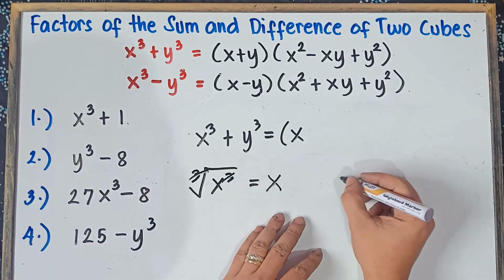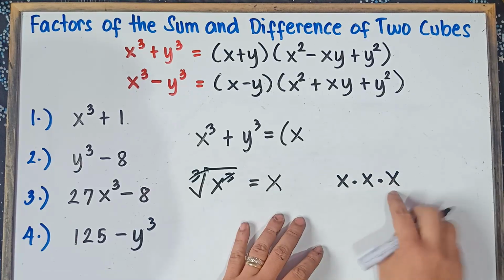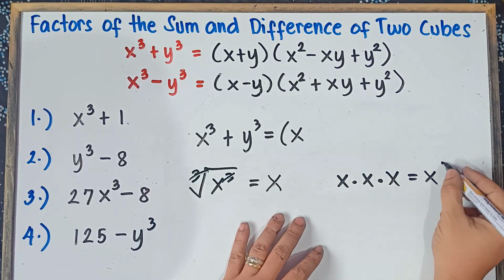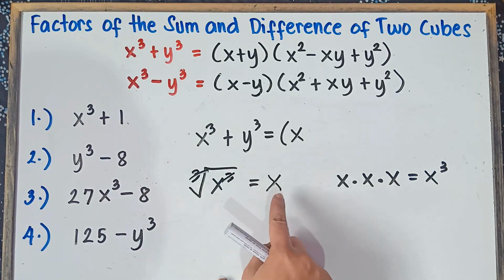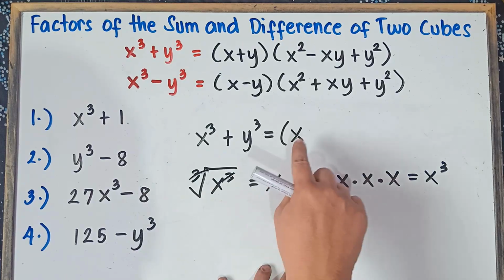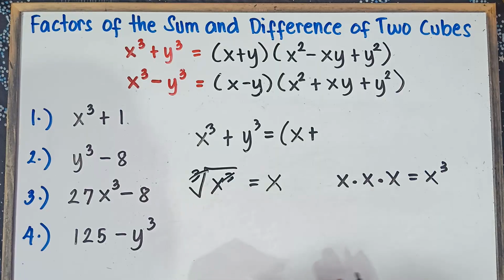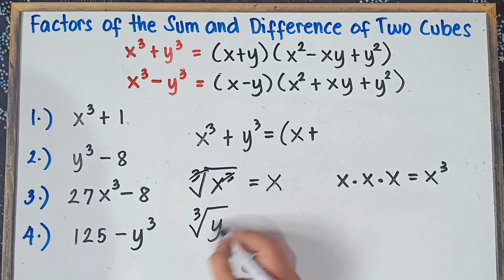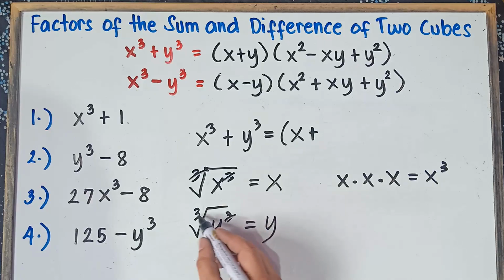Because if you multiply x by itself 3 times, x times x times x, that would be equal to x cubed. So therefore, the cube root of x cubed would be equal to x. So that's why we have x, and then simply copy the plus sign. And then next step, let's get the cube root of the second term, the cube root of y cubed. What's the answer, class? That's correct, that would be y. We can just simply cancel this out.